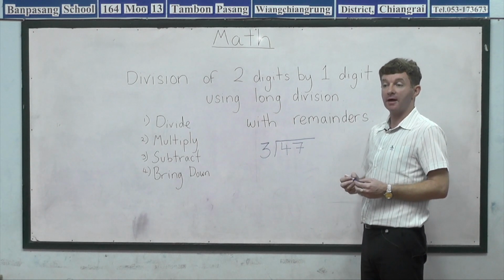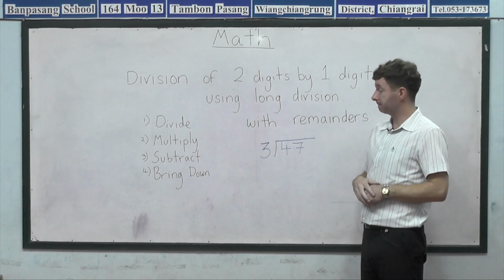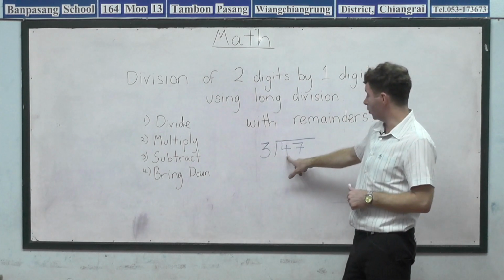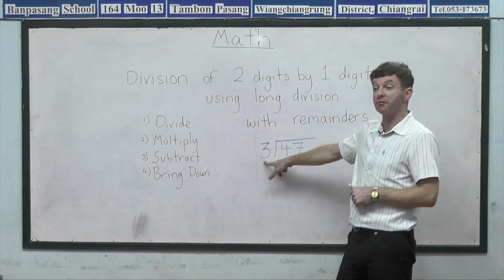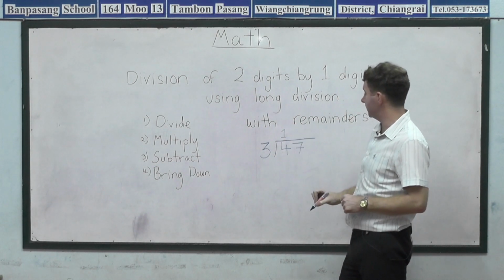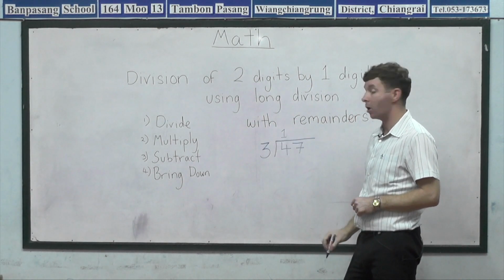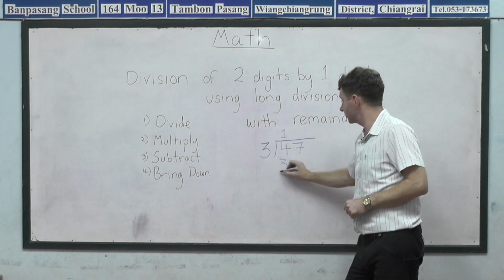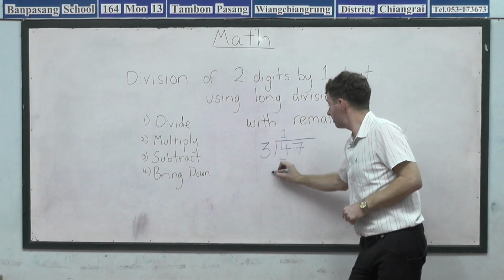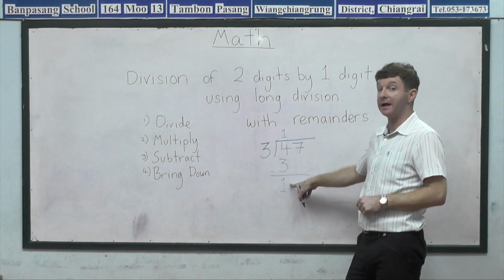47 divided by 3. Okay, so first step, divide. 4 divided by 3 equals 1. Okay, so we will write 1 here. Next, multiply. 3 times 1. Excellent. Step number 3. 4 minus 3 equals 1. So we've got 1 left over.